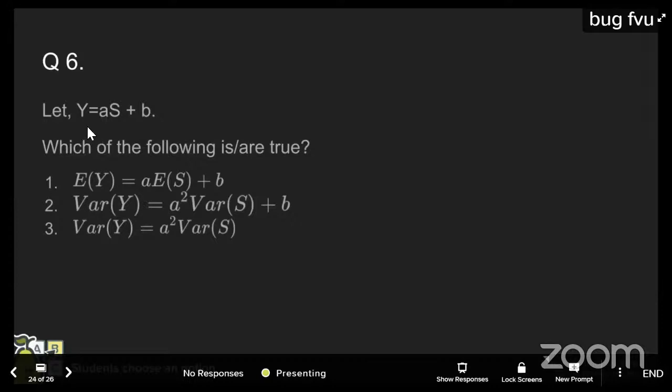Let's assume your random variable y is a times capital S plus b, where capital S is another random variable and a and b are constants. Which of the following statements is true? You need to identify. Remember, capital S is a random variable, a and b are constants.